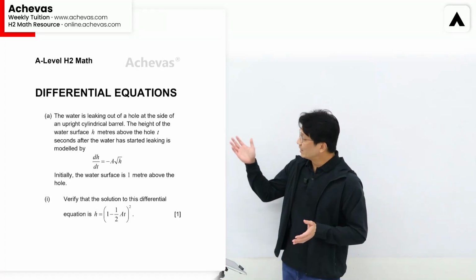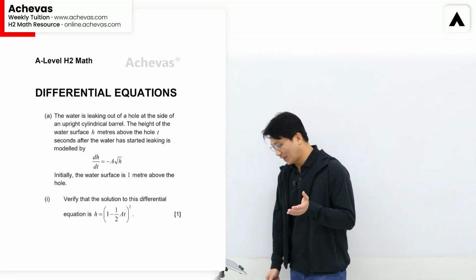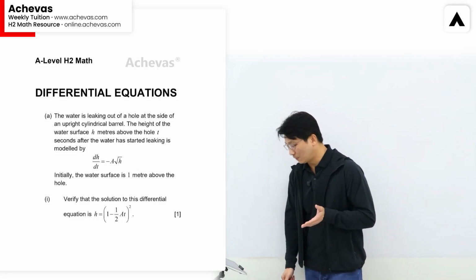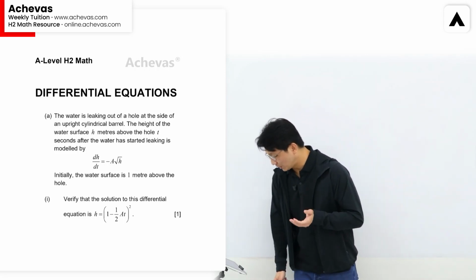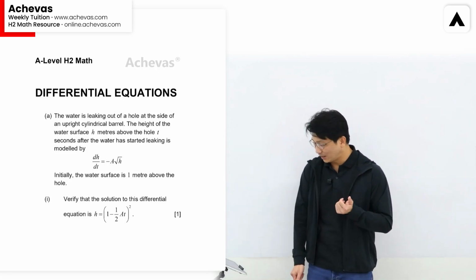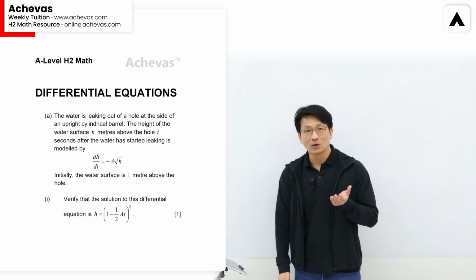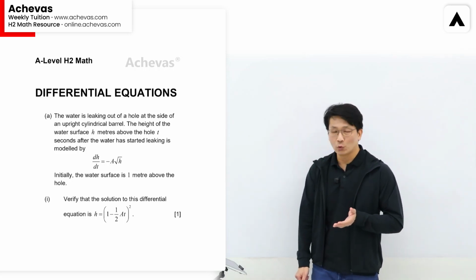All right, let's take a look at this differential equation question. Part A says that we have water that is leaking out of a hole at the side of an upright cylindrical barrel. The height of the water surface h meters above the hole t seconds after the water has started leaking is modeled by this first order differential equation dh over dt equal to minus a square root h.